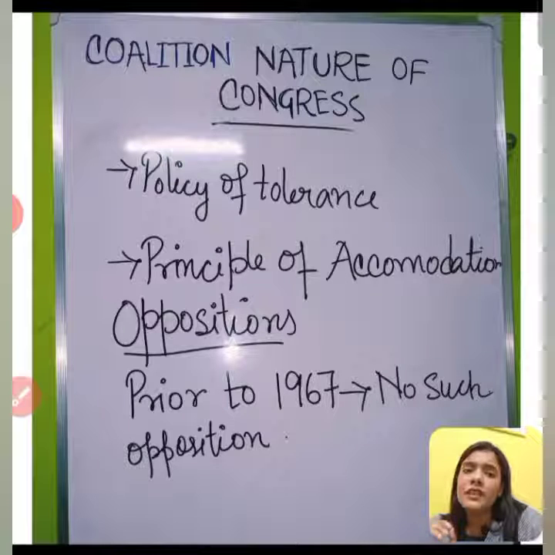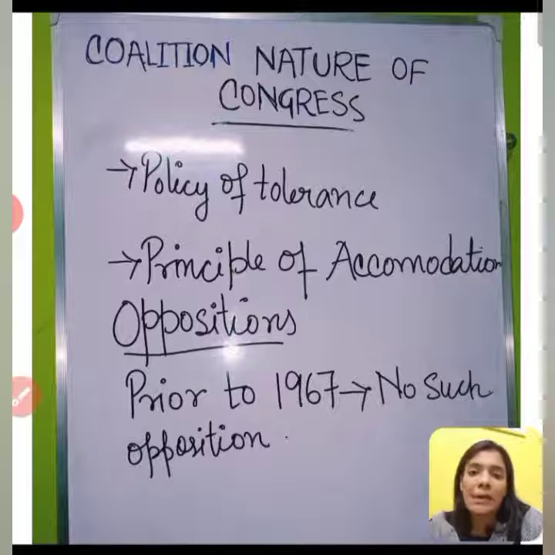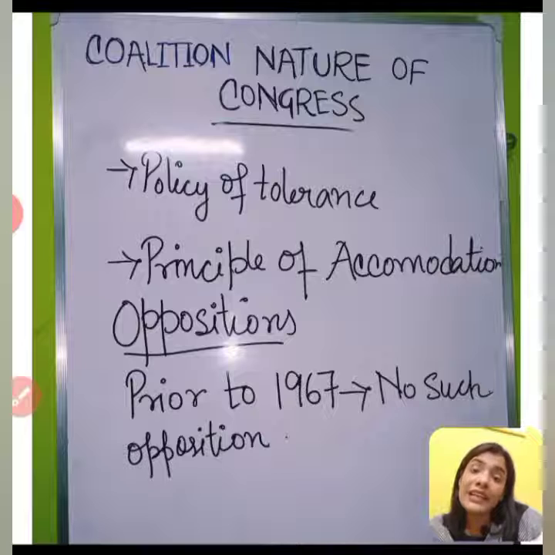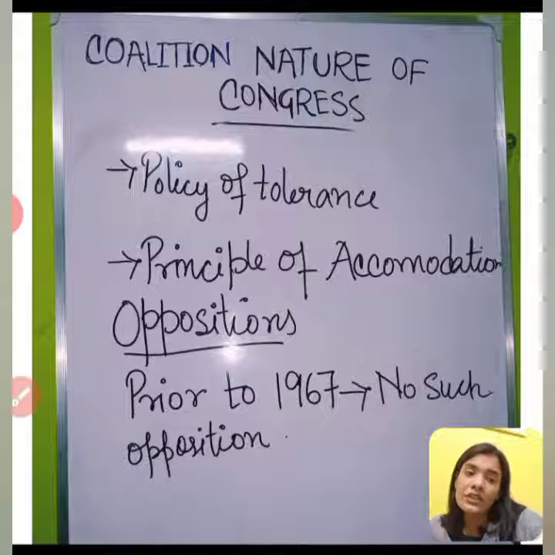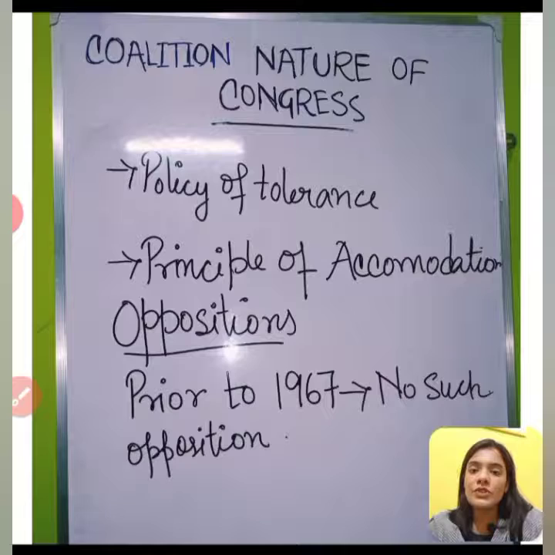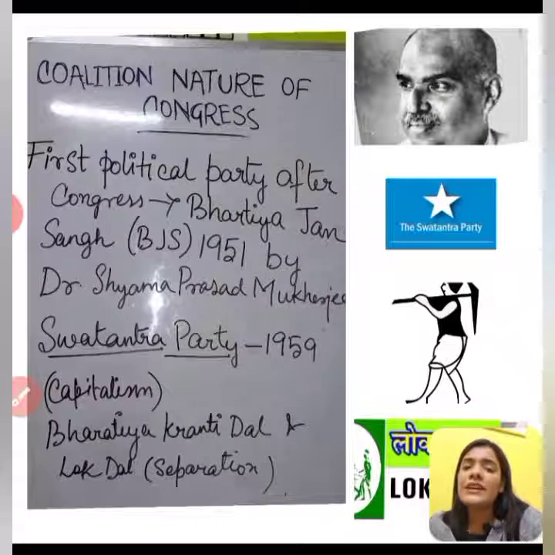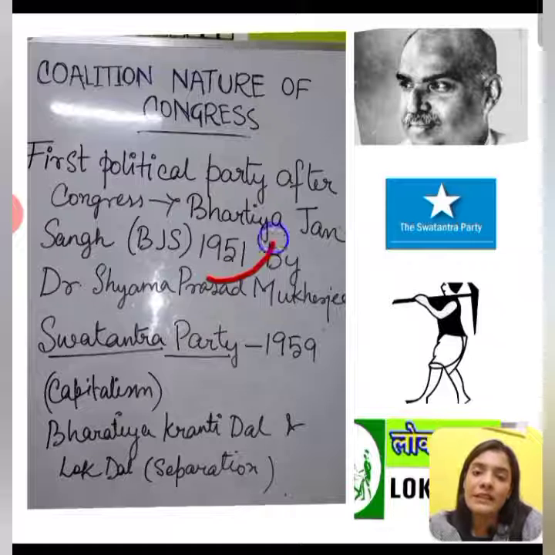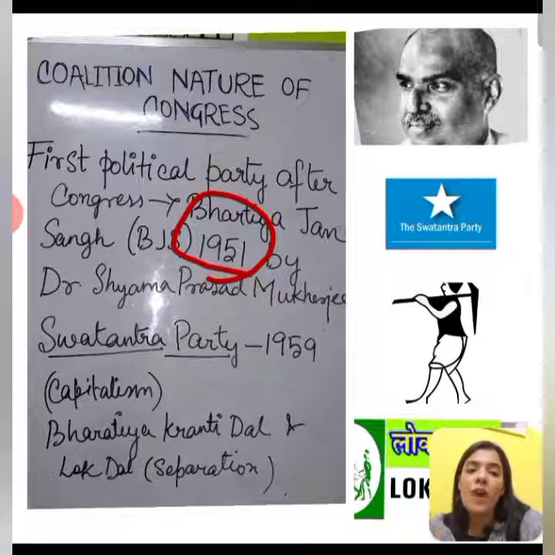Now we will study the major opposition parties that came up during the Vidhan Sabha elections, in due course of 1962 till 1967. So the first political party after the Congress was the Bharatiya Jana Sangh, also known as the BJS party. It came up in the year 1952 and was formed by Shyama Prasad Mukherjee. It was the first political party that came up.